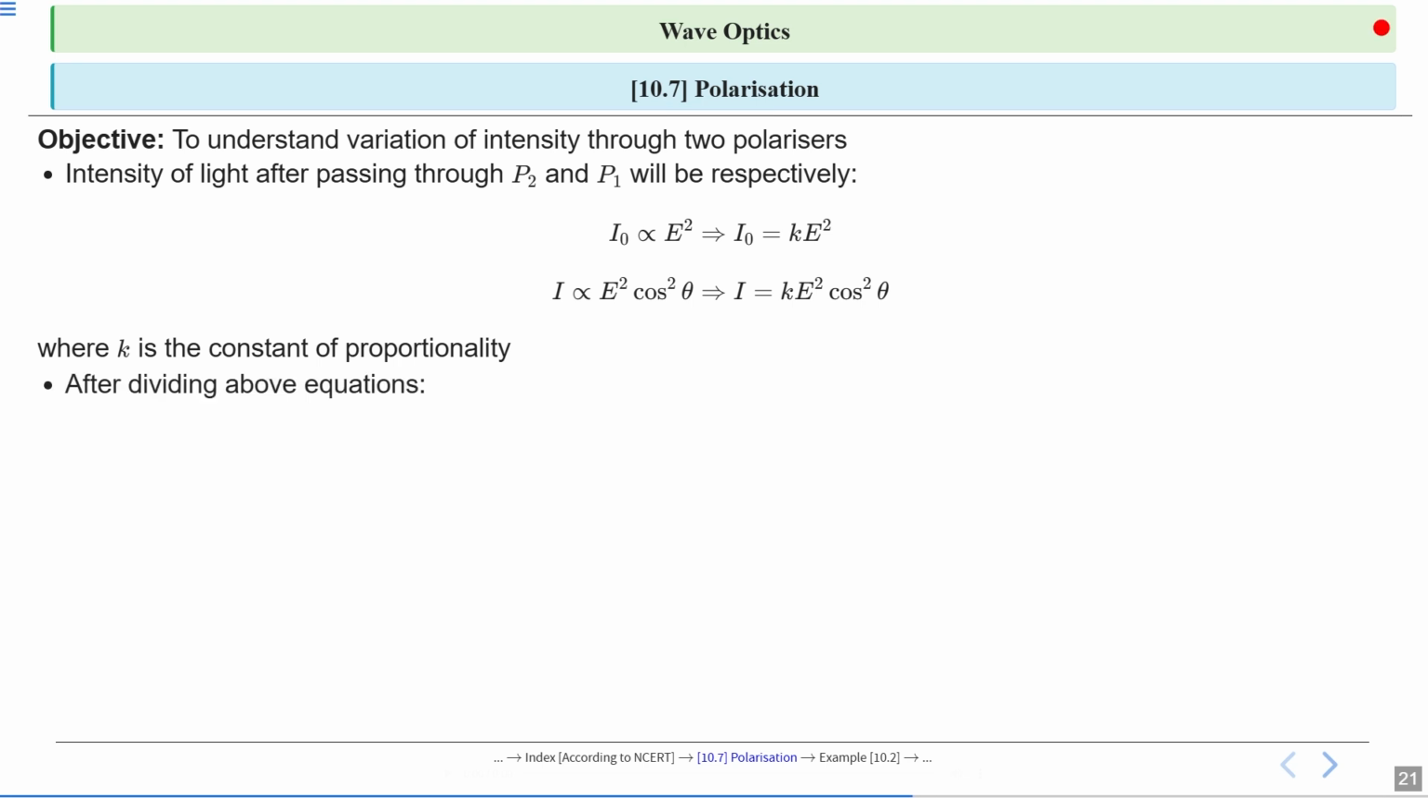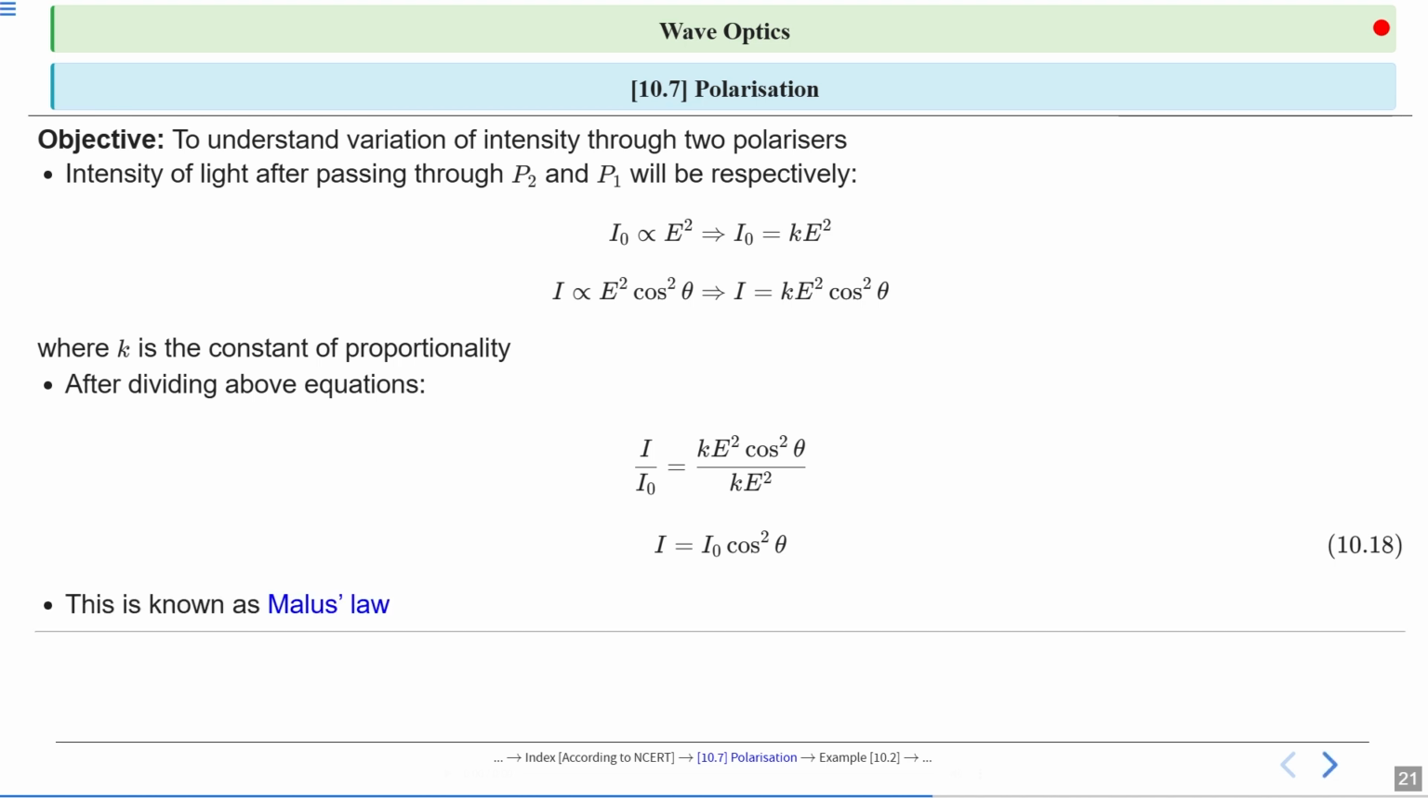So let's divide the equations we just discussed. By dividing these equations, we arrive at I upon I naught equals K E square cos square theta upon K E square. The K E square in the numerator and denominator cancel out, and after simplifying, this leads us to the equation I equals I naught cos square theta. This is equation 10.18, which is a fundamental result in wave optics. This equation shows us how the intensity of light changes based on the angle theta.